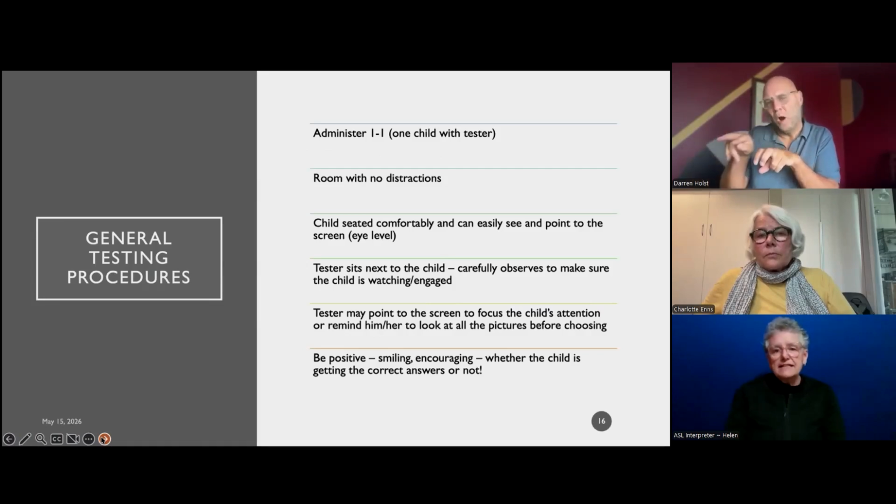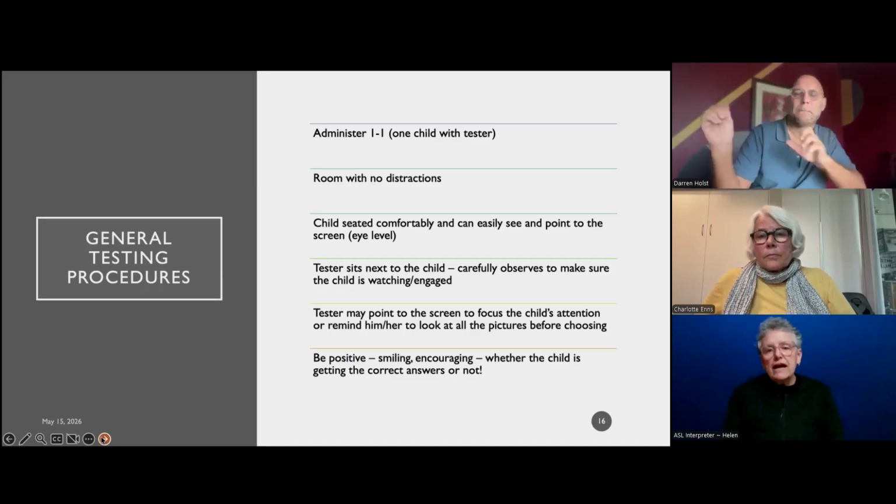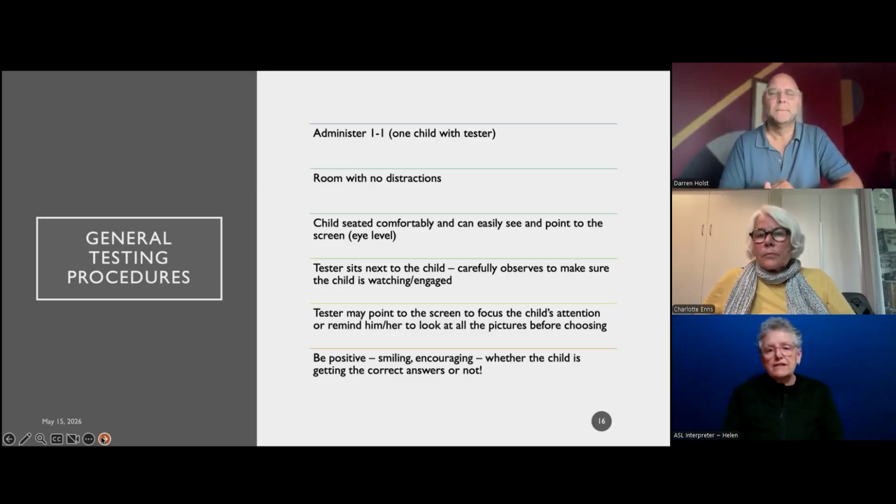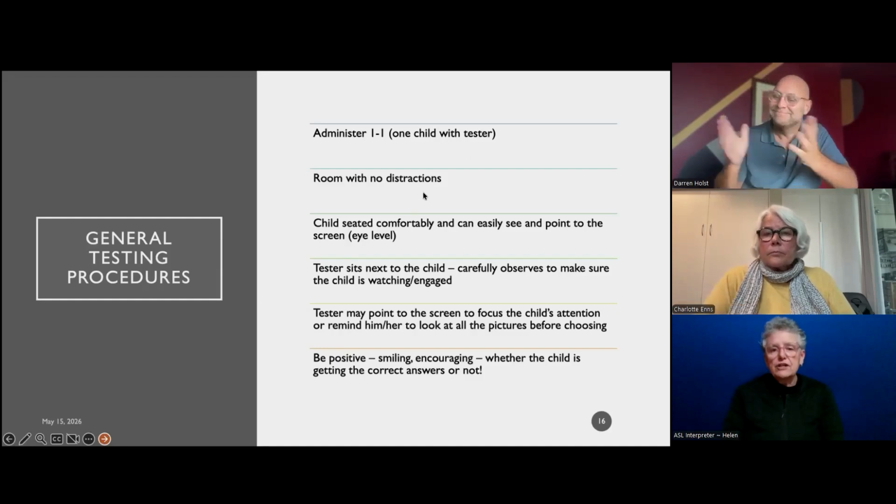They should sit next to the administrator so that the administrator can observe the child watching and make sure that they're actually participating with the video. And you can redirect the child if they get distracted. You can redirect them towards the test or the video. And you give them time to choose their answer.